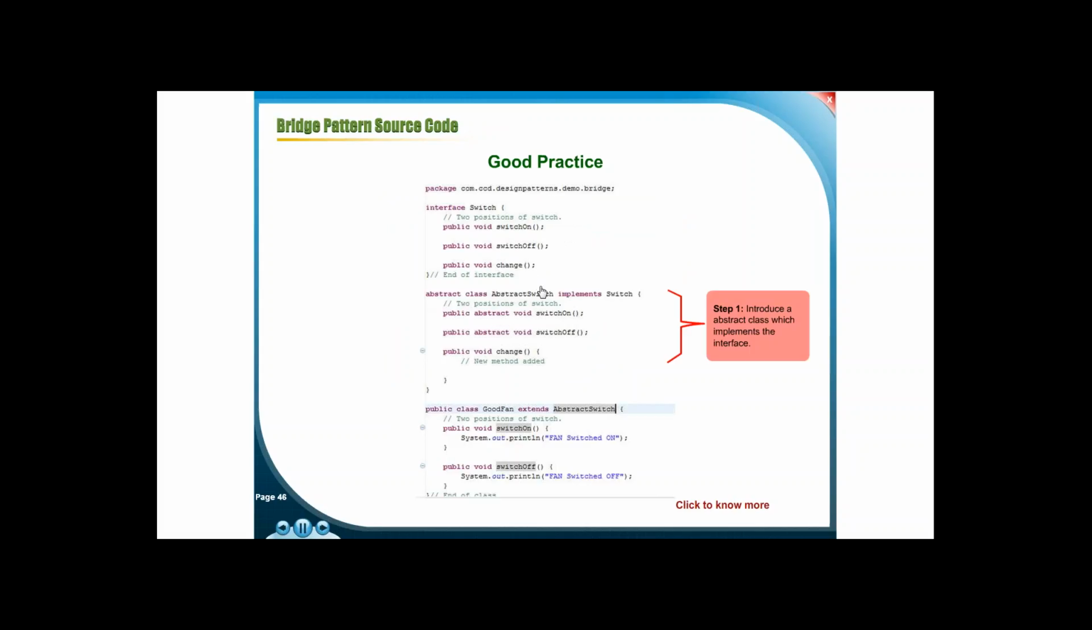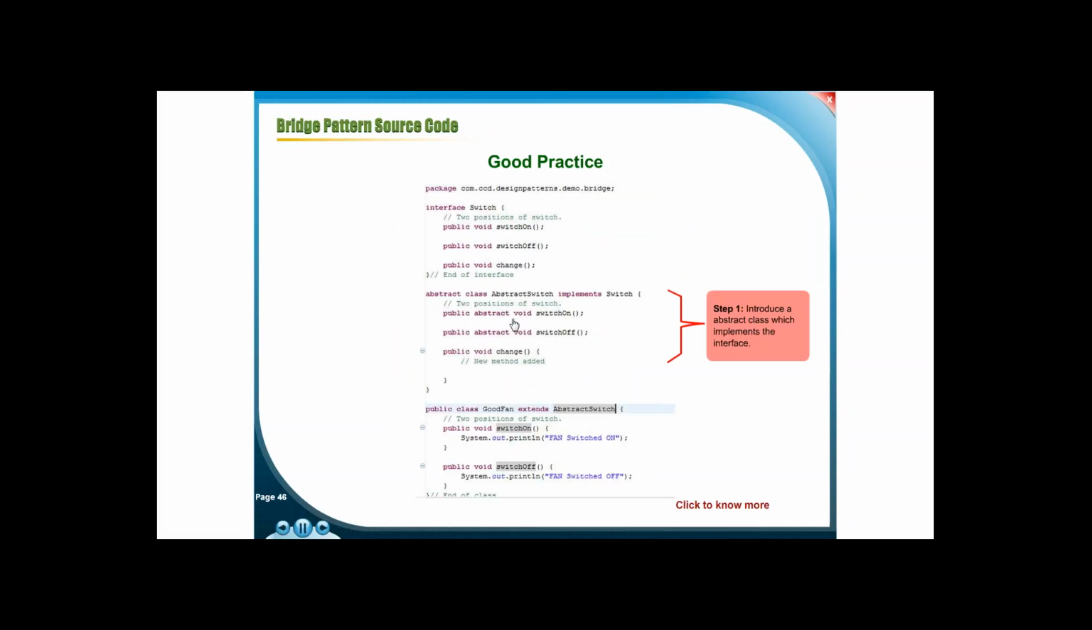Now the good practice. Observe here. There is a Switch interface with switchOn and switchOff. Now, a new method, change, is added. If you observe here, there is a GoodFan that is extending an AbstractSwitch. There is an abstract class in between. We don't have a direct implementation here. We provide implementation through abstraction.